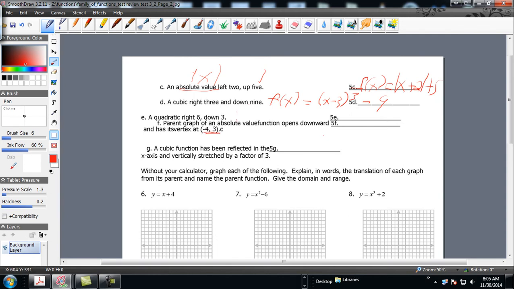Hold on, let's get this quadratic right here. F of x equals what? X minus 6 squared minus 9. Absolute value, f of x. So you know you've got to have the bars. Opens downward means this is a negative sign. Vertex, just opposite, x plus 4 plus 3. All right. So that makes sense.